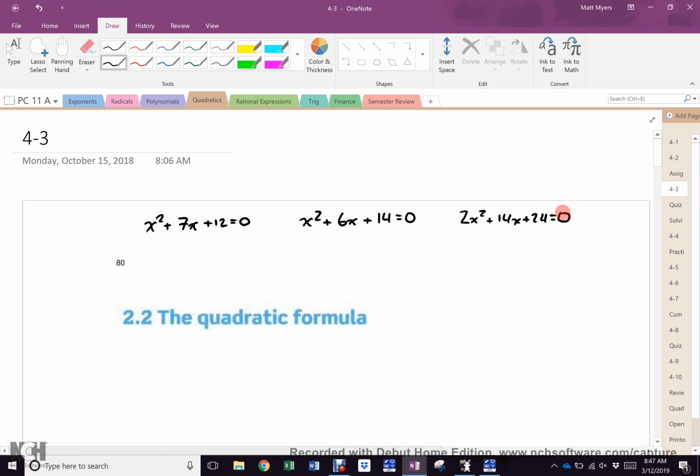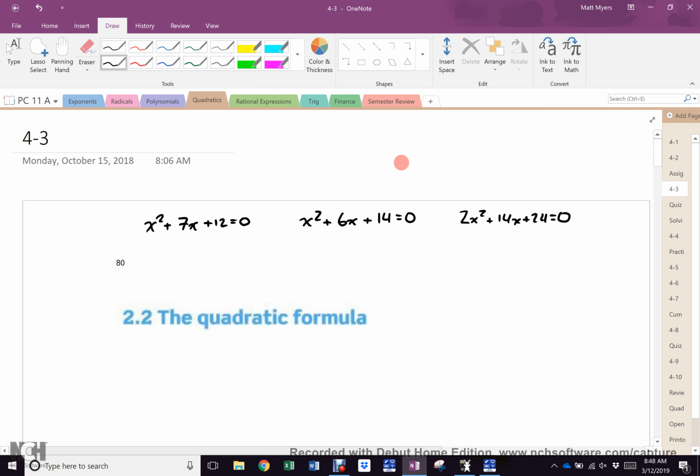Those three are all quadratic equations, yes? How do you know they're quadratic equations? What is the thing there that tells you they are quadratic equations, which means they have two answers? Pardon me? It equals 0? Not quite. X plus 7 equals 0 is not a quadratic equation. It only has one answer.